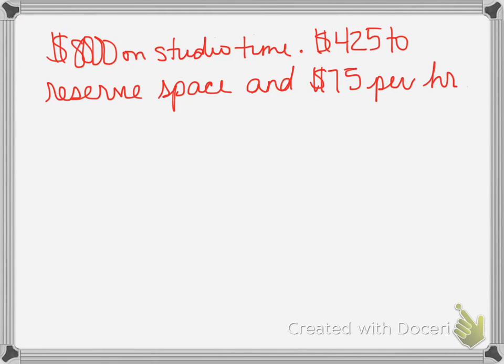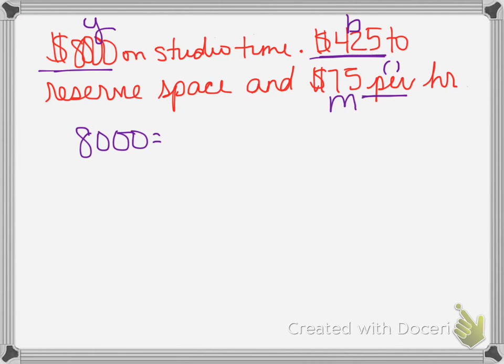So if I gave you this equation, what would it look like? Well, let's see. We know this is what we're beginning with. This is our beginning value. And there's that per, which is multiply, so 75 is our M. If I was to write an equation for this, I know I have $8,000, that's my Y. So I have $8,000 is equal to 425 plus 75H, or M or whatever letter you're wanting to use. And what we need to do is find how many hours she can record if she has this much money.